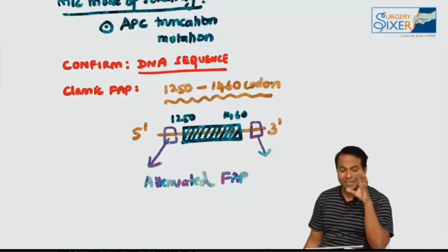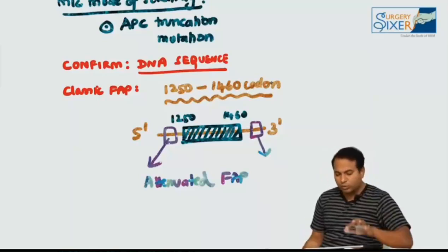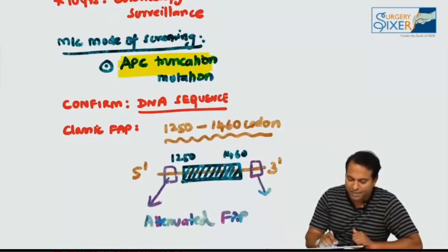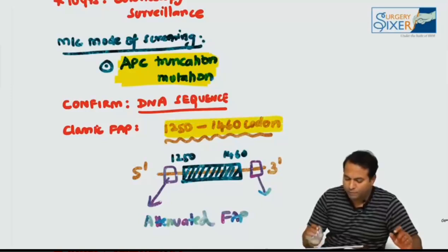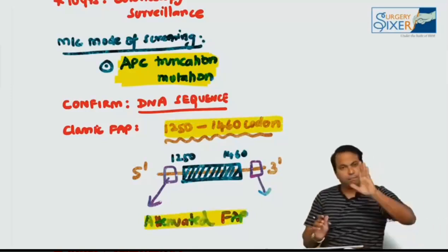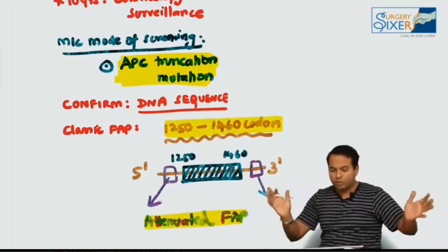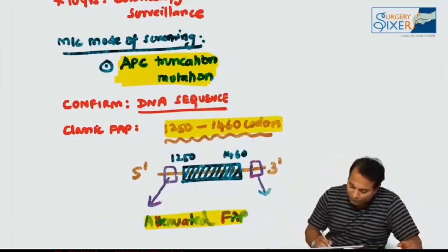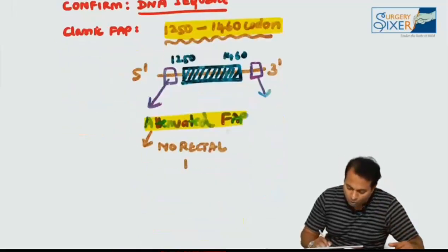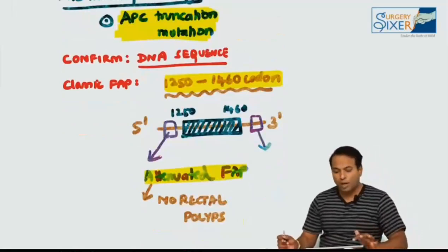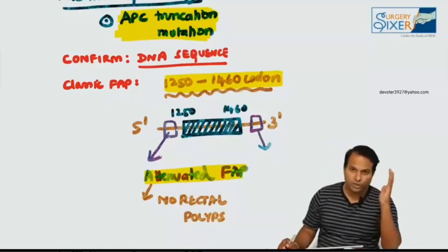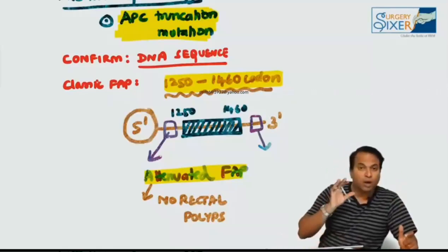So DNA sequencing is best to confirm FAP, but to screen we can use APC truncation mutation. Confirmation is by DNA sequencing. Classical FAP has mutation from 1250 to 1460 codon, and attenuated FAP has mutation proximal to 1250 or distal to 1460. Usually attenuated FAP patients will have no rectal polyps. Please remember, especially if the mutation is proximal to 1250, there will be no rectal polyps. This is a super specialty question. Towards the 5' end, rectal polyps are less common.